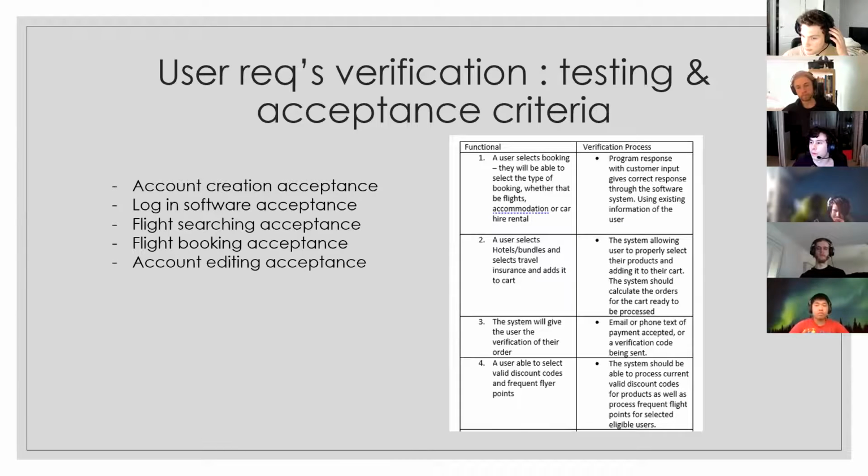So the next part of this would be the testing and acceptance criteria for our software. We'll be talking about these 5 different steps within that process of using the software.